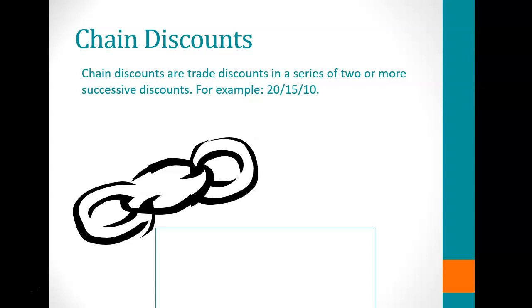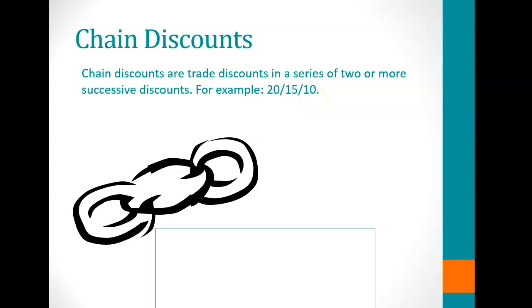Chain discounts. What do we mean by a chain discount? It refers to a series of discounts, meaning there's going to be two or more discounts. So you may see a chain discount saying 20/15/10.